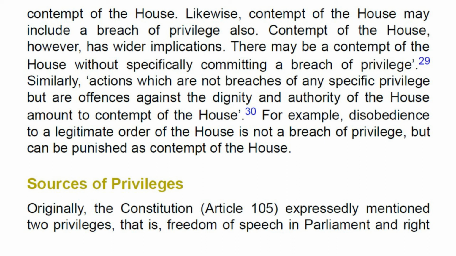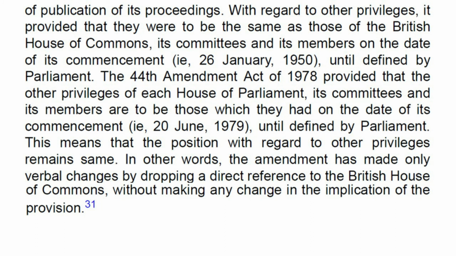Sources of privileges. Originally, the Constitution, Article 105, expressly mentioned two privileges, that is, freedom of speech in Parliament and right of publication of its proceedings. With regard to other privileges, it provided that they were to be the same as those of the British House of Commons, its committees and its members on the date of its commencement, i.e., 26th January 1950, until defined by Parliament. The 44th Amendment Act of 1978 provided that the other privileges of each House of Parliament, its committees and its members are to be those which they had on the date of its commencement, i.e., 20th June 1979, until defined by Parliament. This means that the position with regard to other privileges remains same.